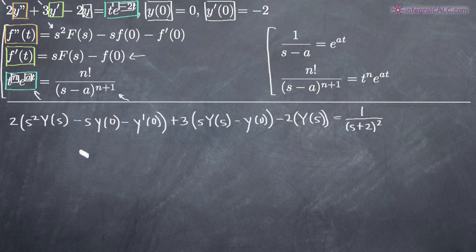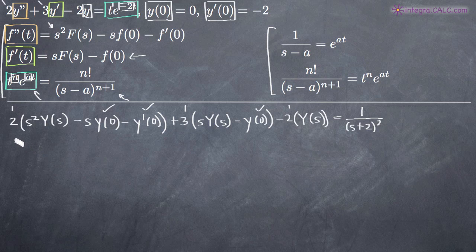What we're going to do at this point is use our initial conditions, y of 0 equals 0 and y prime of 0 equals negative 2, and plug in for these things here. Then we're going to solve for capital Y of s, and that'll give us our Laplace transform. So we'll also distribute these coefficients here, the 2, the 3, and the -2.